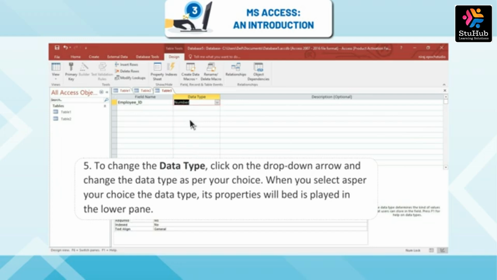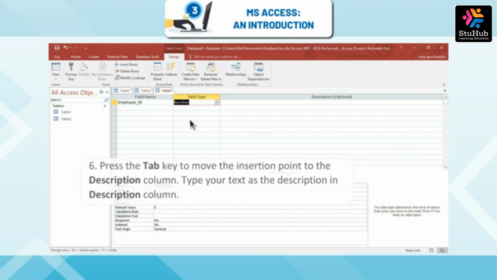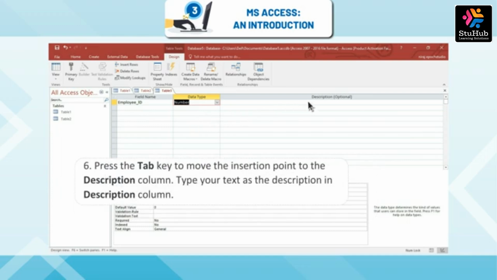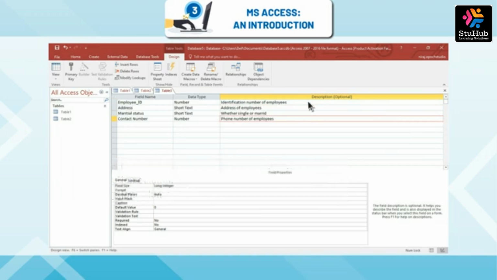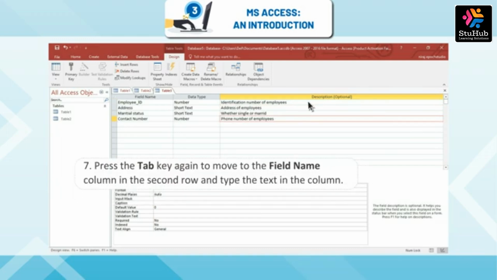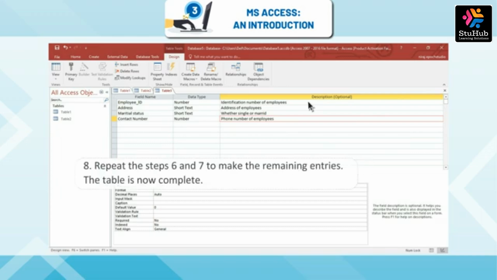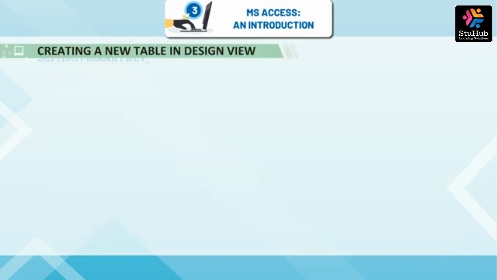When you select the data type as per your choice, its properties will be displayed in the lower pane. Press the Tab key to move the insertion point to the description column. Type your text as the description in the description column. Press the Tab key again to move to the field name column in the second row and type the text in the column. Repeat steps 6 and 7 to make the remaining entries. The table is now complete.